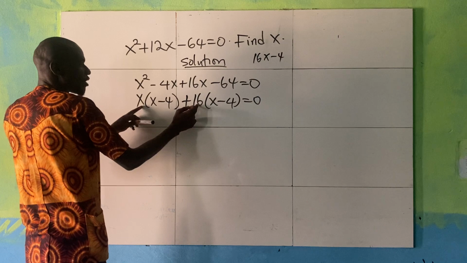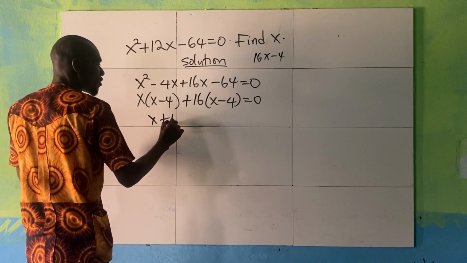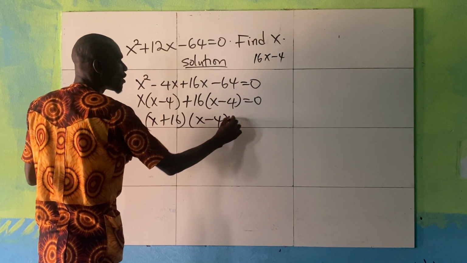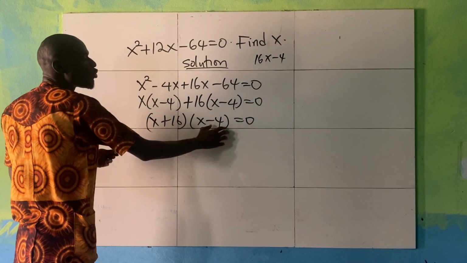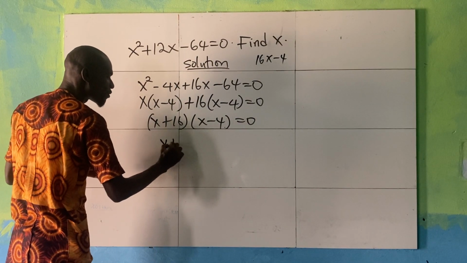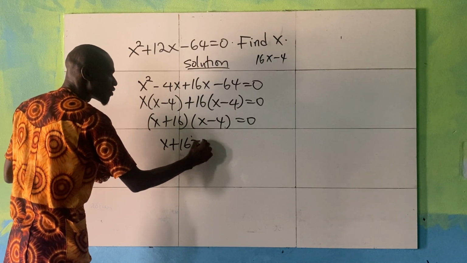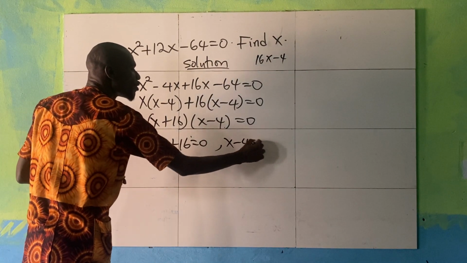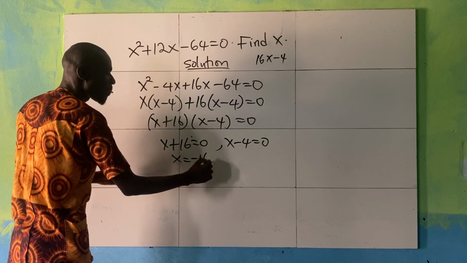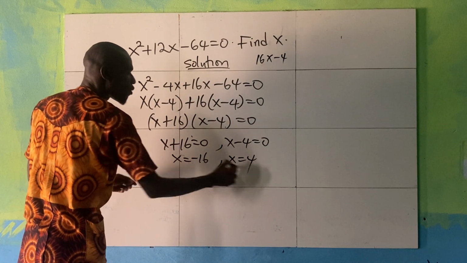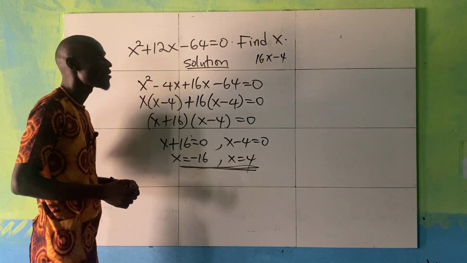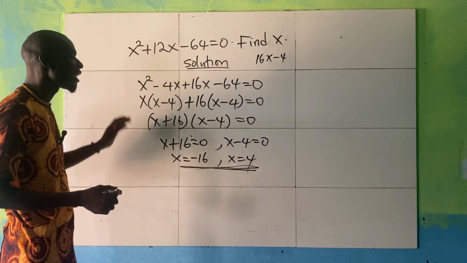So now we take these two numbers, x plus 16. And here they are the same, so we take one of it, x minus 4 equal to 0. So at this point, we are going to equate each of the brackets, and it becomes x plus 16 equal to 0 and x minus 4 equal to 0. At this point, if we look for x, it will become minus 16 here, and here x will become positive 4. So these are the two values for x when we solve this quadratic equation.